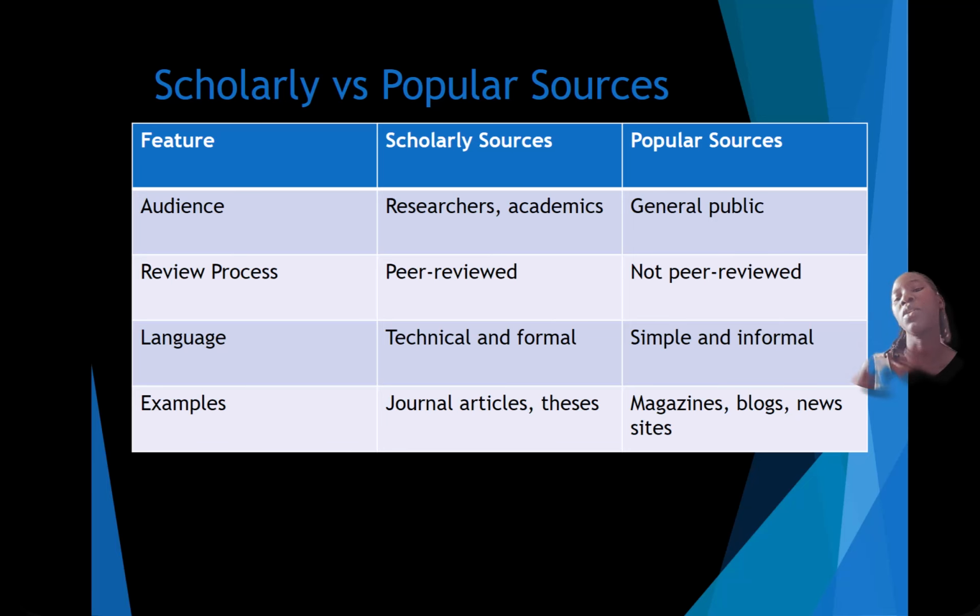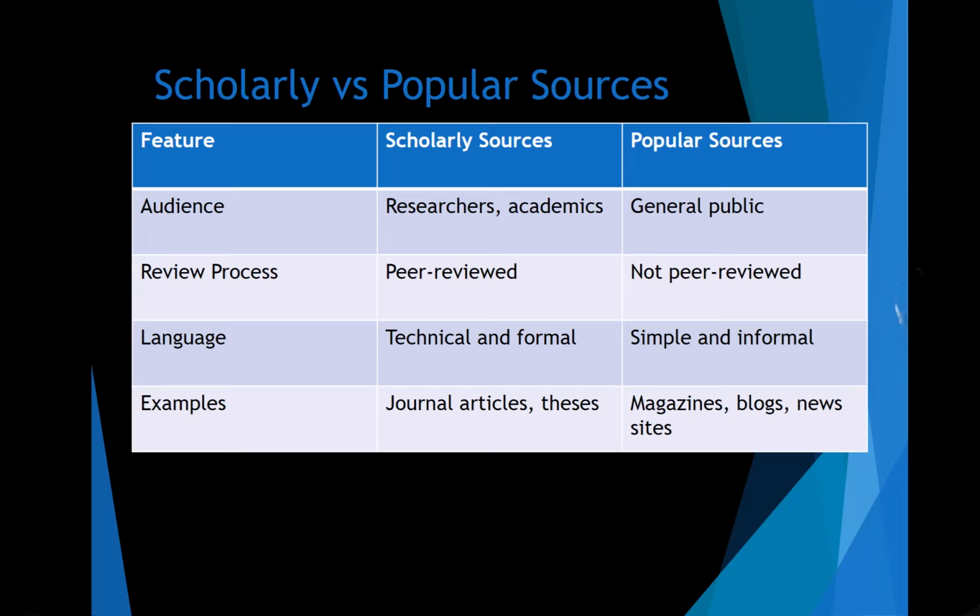It can be one person giving you something. Scholarly language is technical and formal, very vital. In popular sources, the language is simple and informal, like when a rumor goes from one person to another. Something has gone popular, but it's not formal and not in a technical way. It's not written; sometimes it's just verbal.